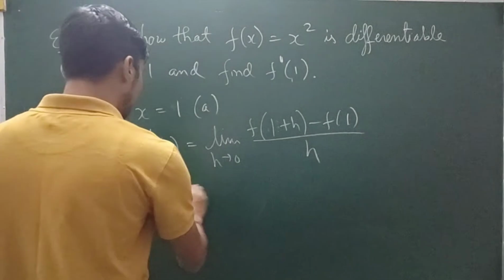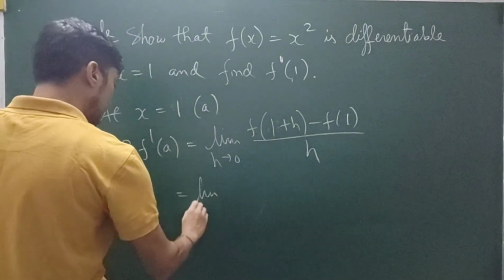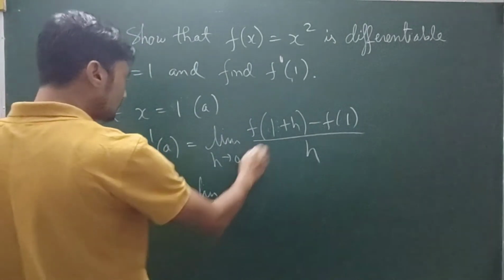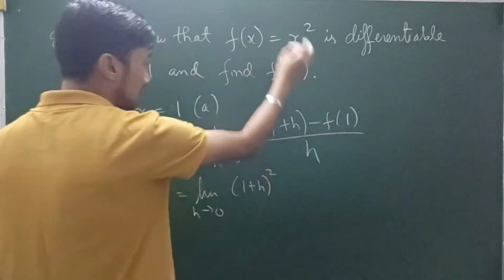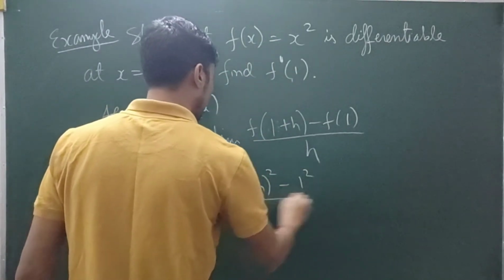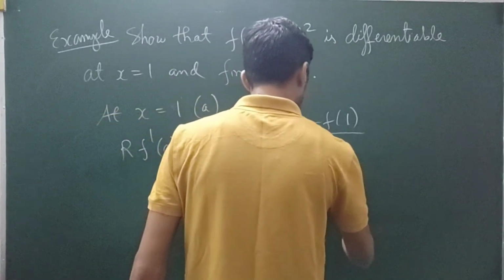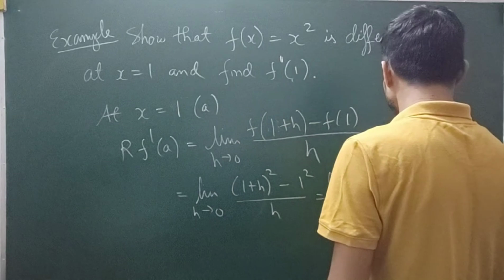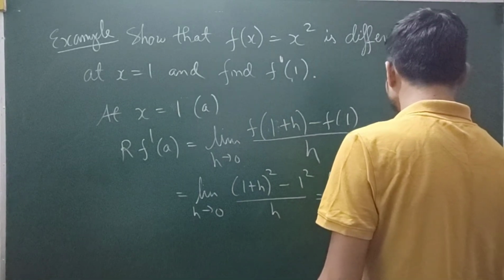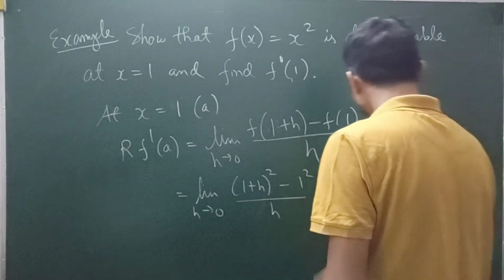So now let's substitute the function, that is, limit as h tends to 0. That's going to be (1 plus h) whole square, because it's x square, minus 1 square, divided by h. So that will be the limiting value as h tends to 0, 1 plus 2h plus h square minus 1, divided by h. 1 we can just cancel.